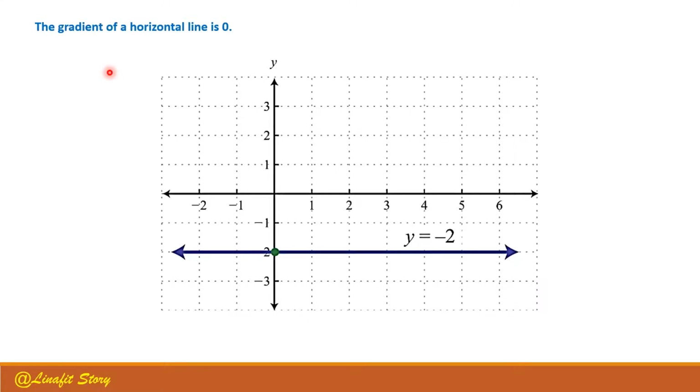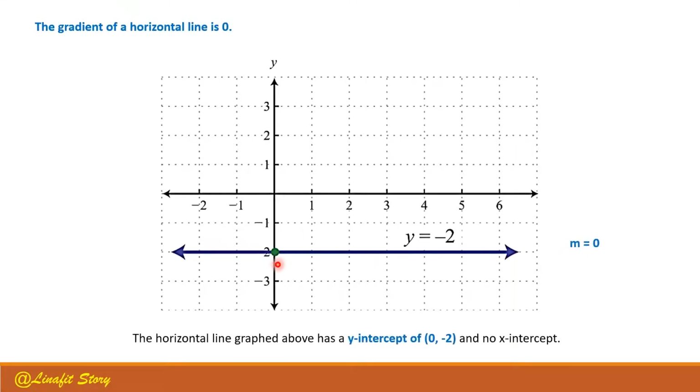Now look at this graph. Remember that the gradient of a horizontal line is 0. The horizontal line has no slope. And then, how to write the equation? The horizontal line graphed above has a y-intercept of (0, -2), and no x-intercept. So the equation is y is equal to -2.